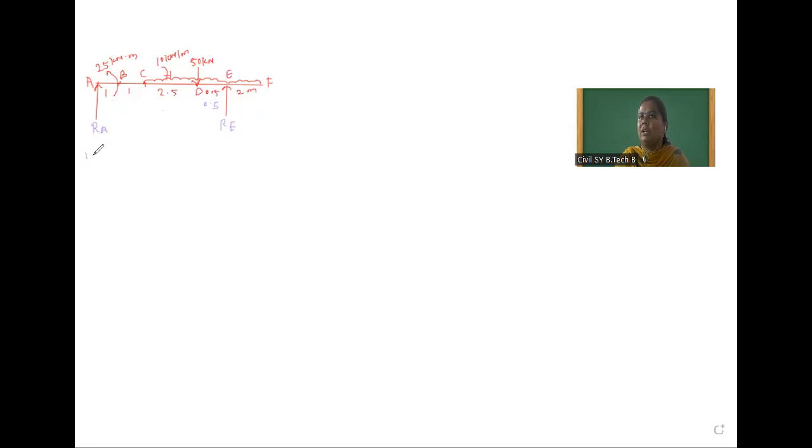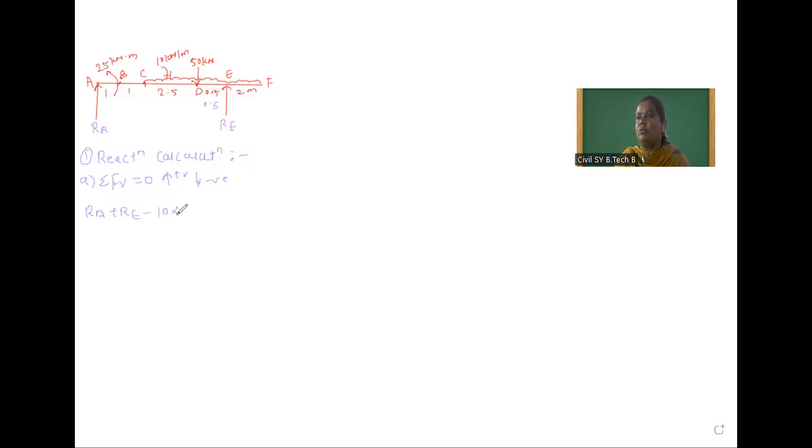So step number 1 is reaction calculation. In that there are two conditions. First is summation FV equal to 0. So vertical forces, upward forces positive, downward forces negative. So this RA and RE are going upward. So RA plus RE. After that, this 10 kilonewton force going downward.